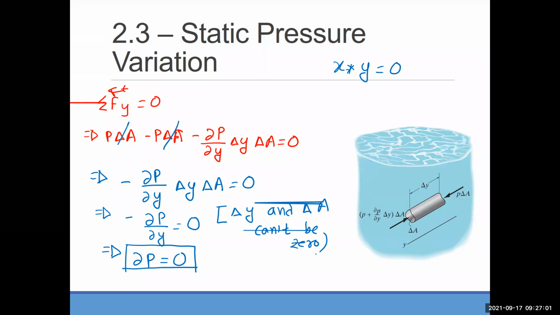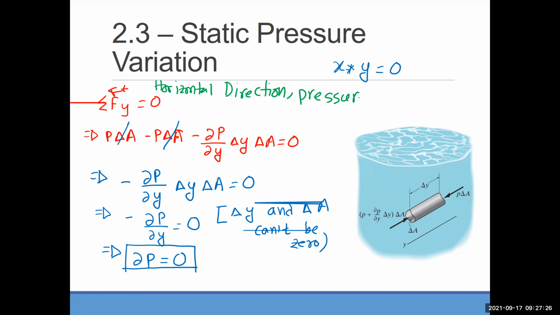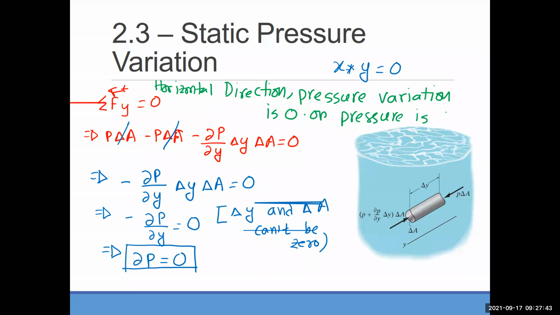Okay, so if the delta P is 0, what does that mean? Delta P is what? Variation of P, right? So if I say delta P is 0, it means in the horizontal direction, pressure variation is what? And if the pressure variation is 0, that means pressure is constant, right? And that is the thing you will remember. In the horizontal direction, there is no variation in pressure. As long as they are on the same level in the horizontal direction, there will be no change in pressure.